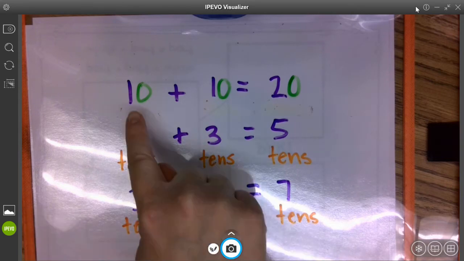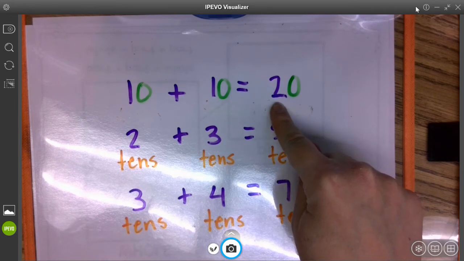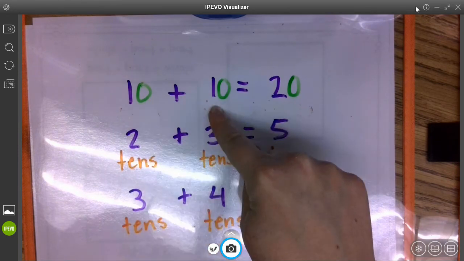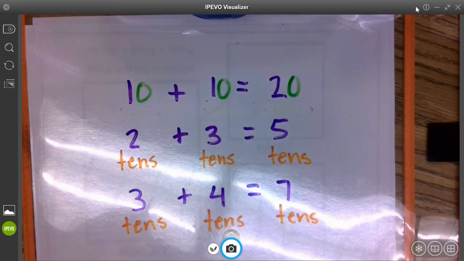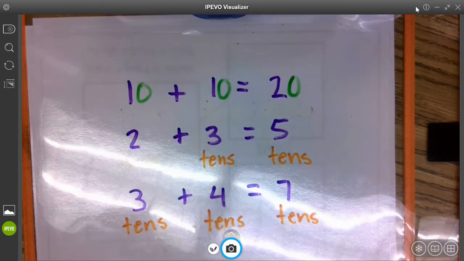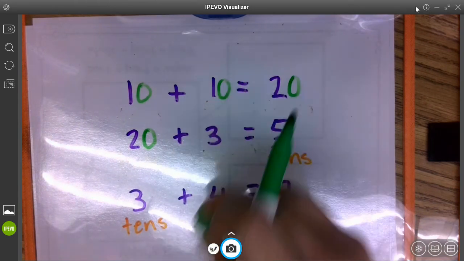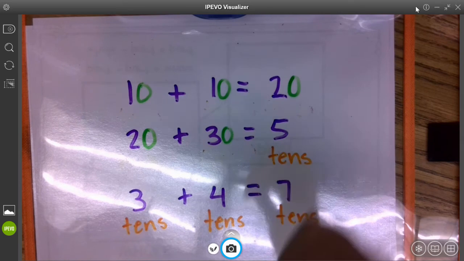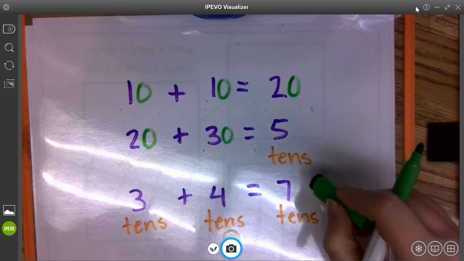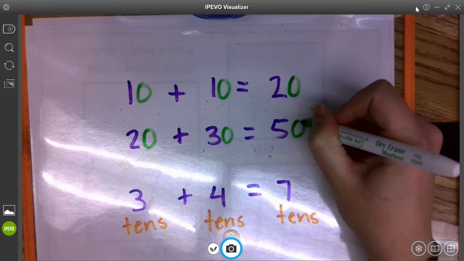Okay, but notice we can still see 1 plus 1 equals 2. We're just talking about them in the tens place. 1 ten plus 1 ten equals 2 tens. Okay, so here we have 2 tens. What number is 2 tens? 20. Good. What number is 3 tens? 30. Good. What number is 5 tens? 50. Excellent.